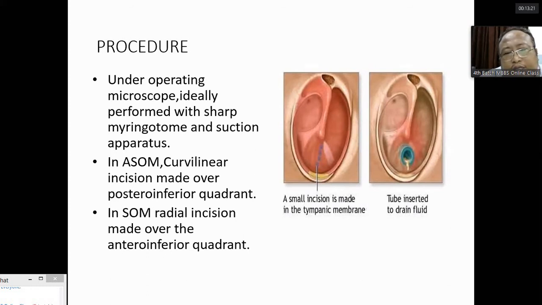The first one is for the ventilation, and the second is only for drainage. Because after the incisions, we usually drain with the suction tube, and almost all the fluid is drained out. But for the long period, the tube is inserted for ventilation. In the anterior wall of the middle ear cavity, we would have an extension tube. So for that reason, the tube is inserted in the anterior quadrant. So the middle ear ventilation comes almost to normal, so the hearing will improve.